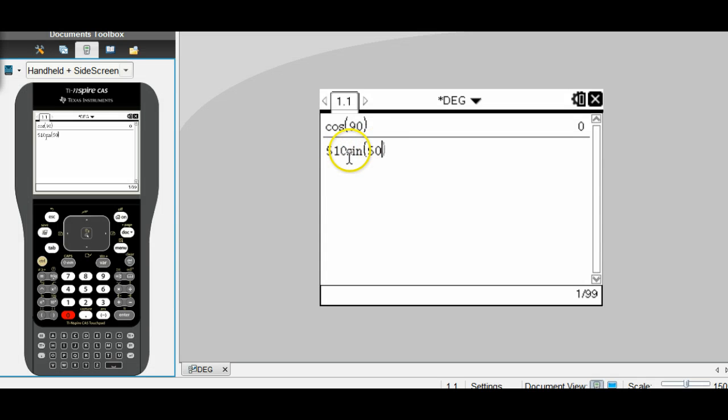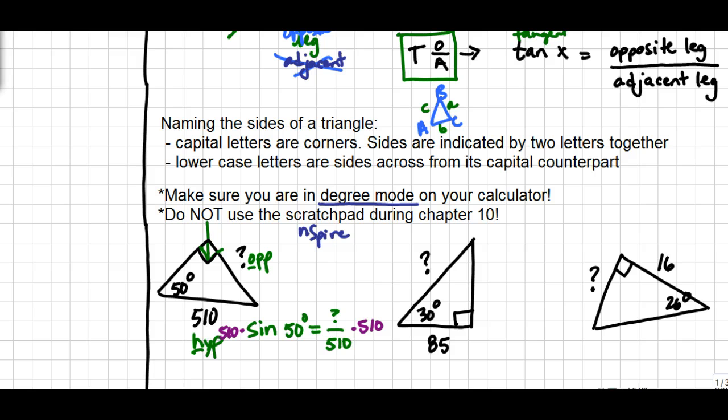So I typed in 510 sine 50, and I'm going to hit Control Enter to get a decimal answer. I get about 391 if I round to the whole number. So I'm going to say 391 approximately. And that answer is reasonable because I have a hypotenuse length of 510, so I know that any of the legs are going to be smaller than that.